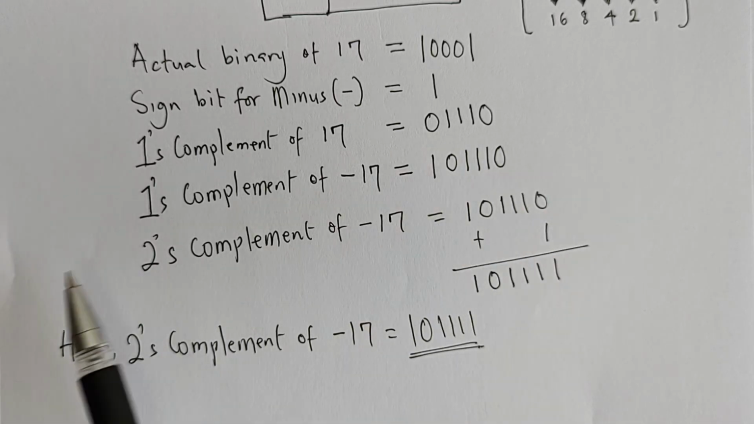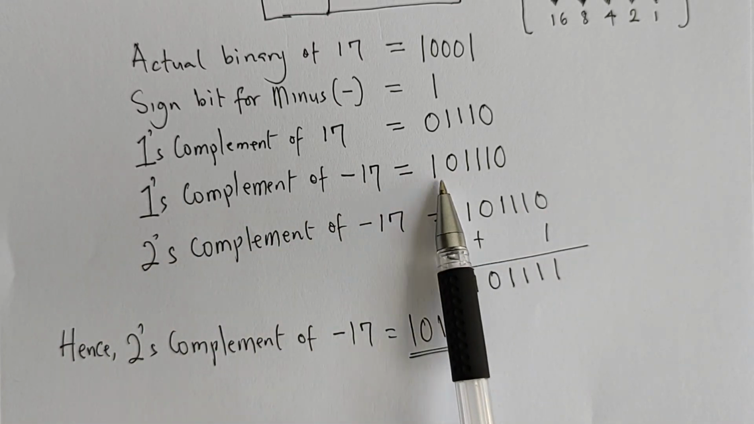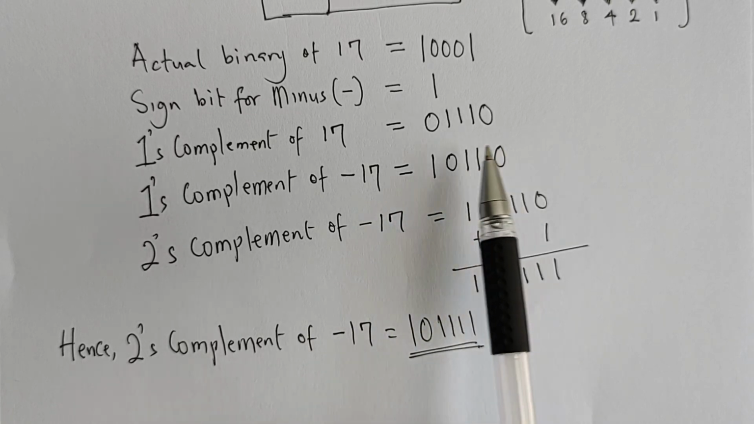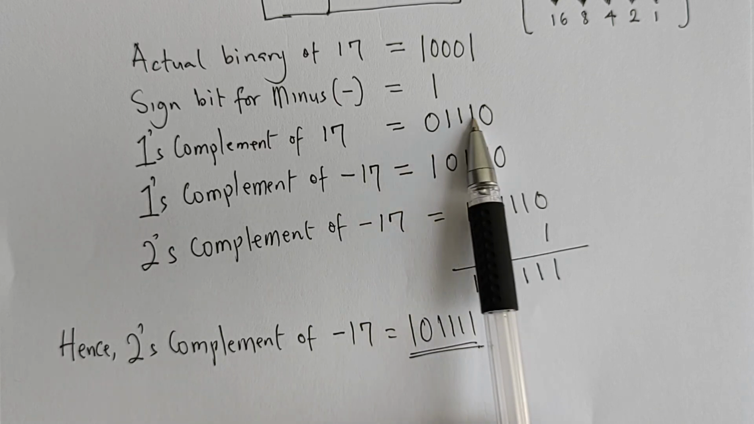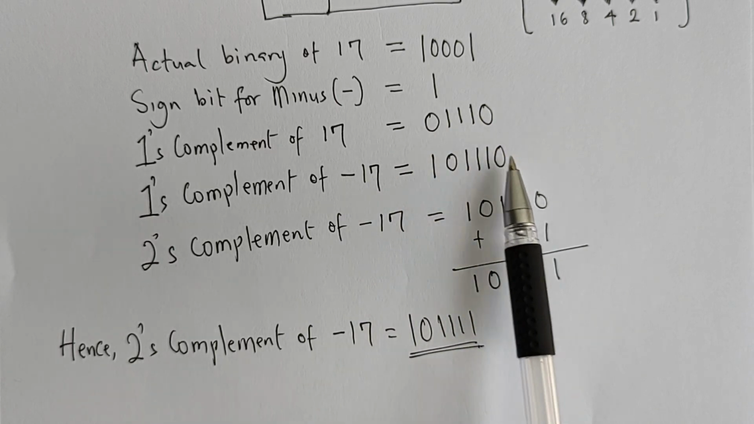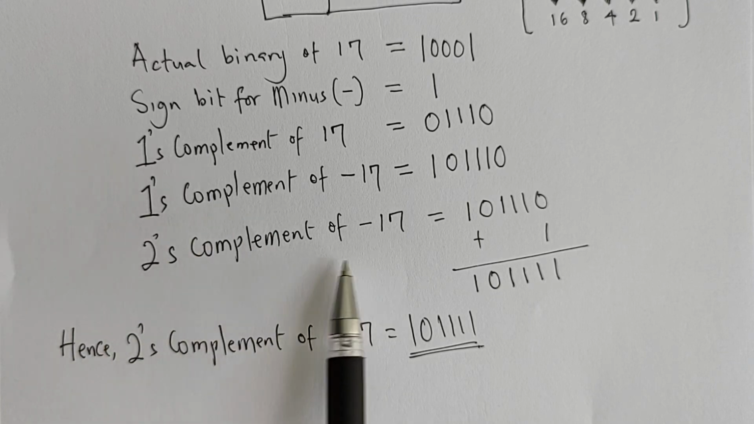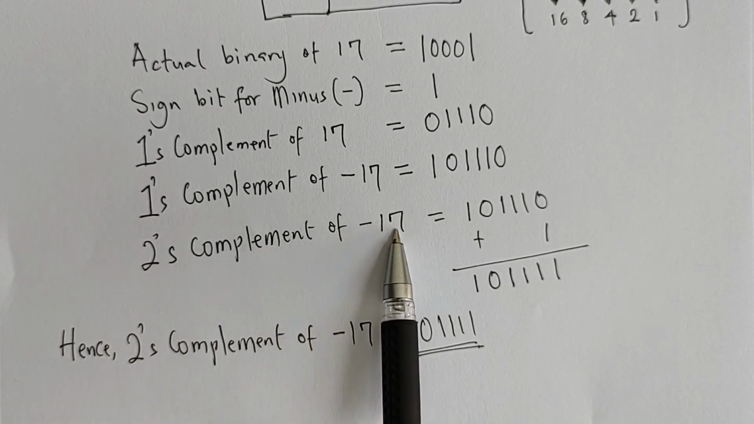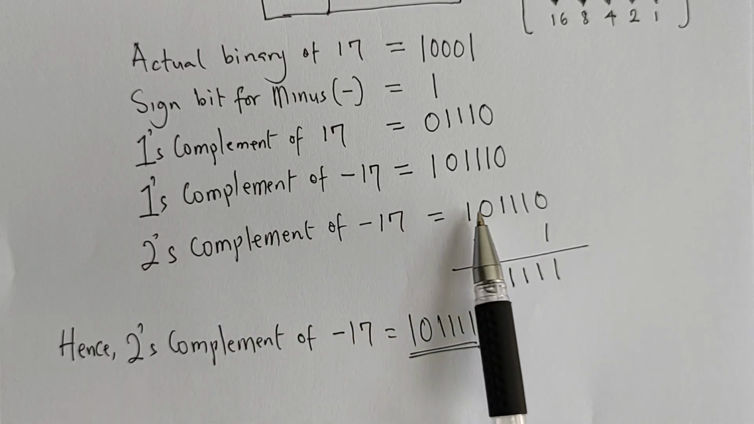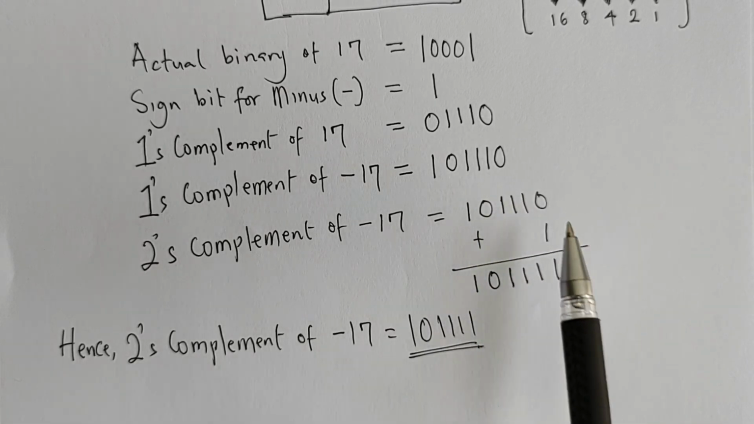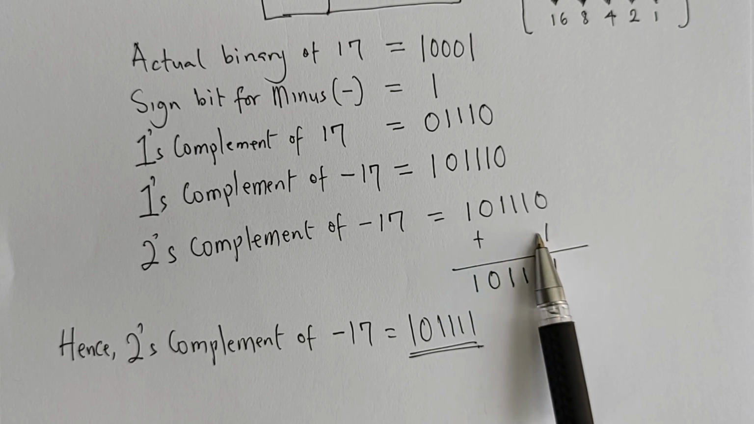Now we need to put that together. So the 1's complement of minus 17 is nothing but 1, 0, 1, 1, 1, 0. This 1 is coming from the sign bit. That's why you have 1, and then you have this, which is 0, 1, 1, 1, 0. Now from the question, it says we should derive the 2's complement of minus 17. So the 2's complement of minus 17 is going to be the 1's complement of minus 17 plus 1. That's why you have this, the 1's complement of minus 17 plus 1.